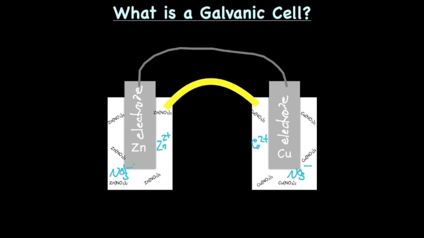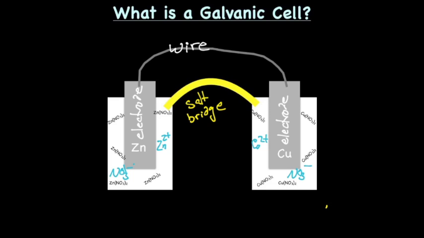All right, so then what else do we have? This gray thing up at the top is just a wire connecting our two electrodes. And the last piece we have here is this yellow arch, which we call a salt bridge. Turns out I don't know how to spell bridge. Okay, this is a salt bridge.